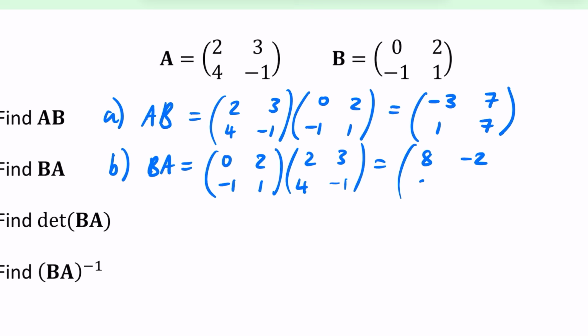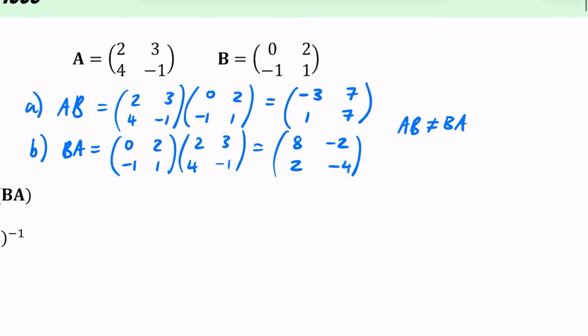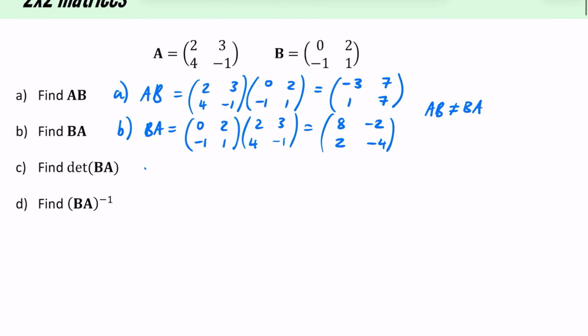Minus 2 plus 4 is 2. And for the last one, the 1 and the minus 3 multiplies to minus 3. The 1 and the minus 1 multiplies to minus 1. Minus 3 and minus 1 is minus 4. And clearly we can see that AB is not equal to BA here, okay? We're now going to find the determinant of BA.